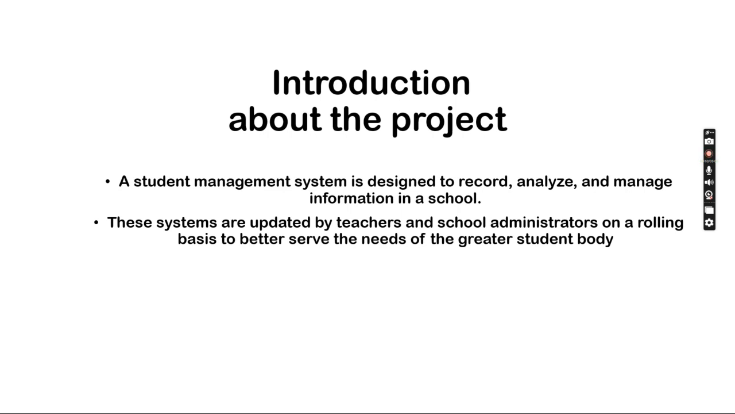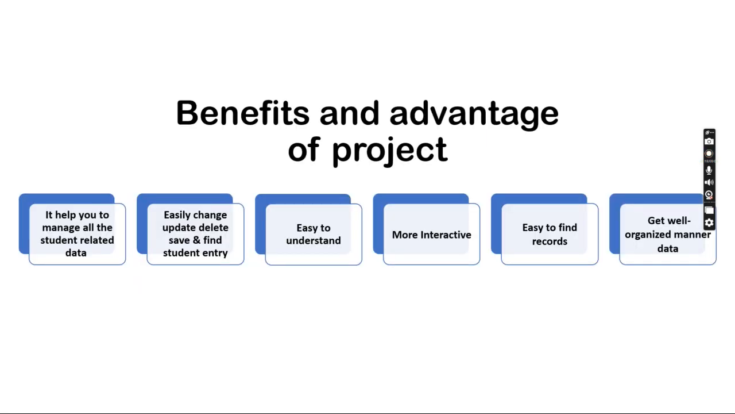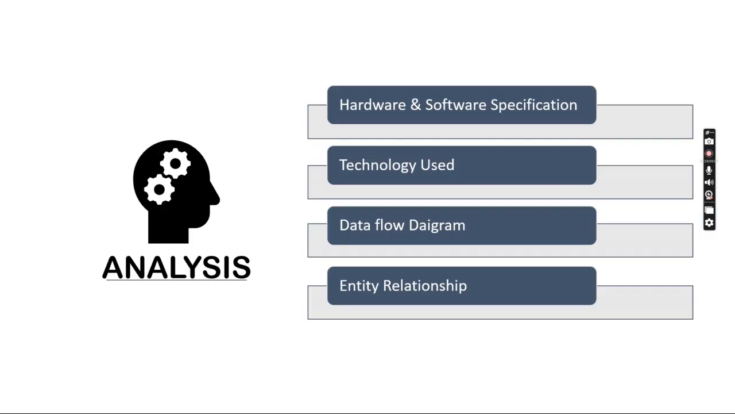The introduction: a student management system is designed to record, analyze, and manage information in a school. The objective and scope of the project look like this. You can store and track student workload, personal information, and grades, and you can also store a student's personal details, which are important in the future. So you can use it easily. Let's talk about the benefits and advantages of the project. It is easy to understand, more interactive, and you can easily find student records.